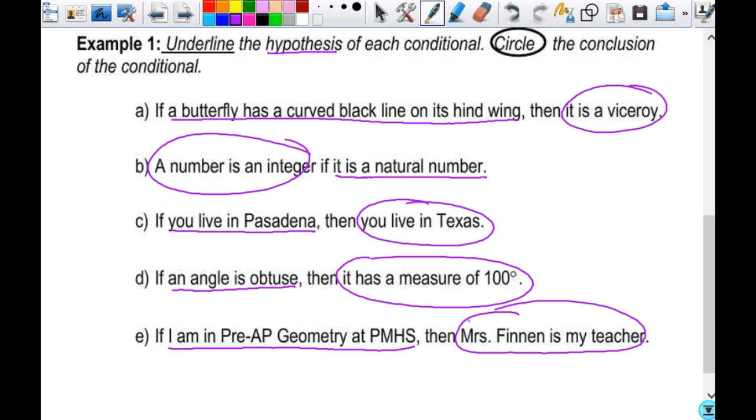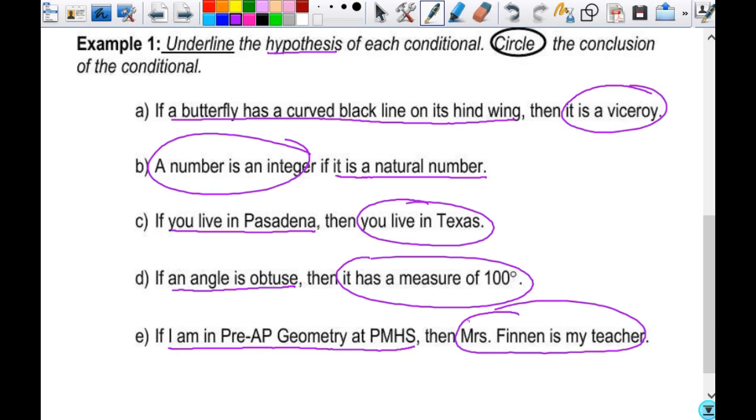What about this one? If an angle is obtuse, then it has a measure of 100 degrees. It's a false statement because it's not always true. Does that make sense? So when you think about things as always, sometimes, never, that's a 3-part thing. True and false is just a 2-part thing. So if it's always, it's true. If it's sometimes or never, that makes it false. Okay? Because true means always true. We're just talking true, false.